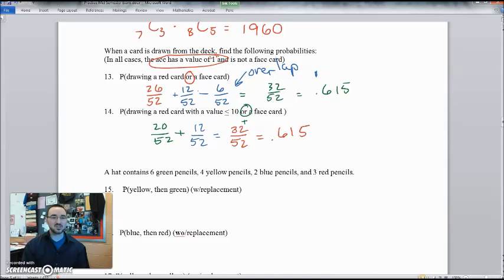Okay, so that was questions 13 and 14 in your mid-semester review. I'm hoping that this is being helpful for you, or that it makes sense, and that it's helping you out studying for the exam, because it's coming up soon, and I want to make sure that you're fully prepared.